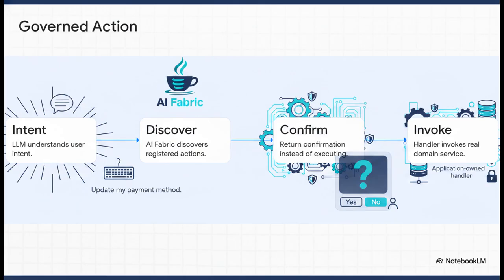Say the user types, "Update my payment method." Step 1, AI Fabric uses the LLM to parse out that intent and grab the parameters. Step 2, it looks up the action specifically registered and allowed for this workflow. Step 3, here is the framework's safety net in action. If this changes system state, AI Fabric stops and kicks a confirmation request back to the user instead of just YOLO executing it. Step 4, only after the user hits confirm does an application-owned handler safely trigger the real domain service. The LLM suggests, but your code pulls the trigger.